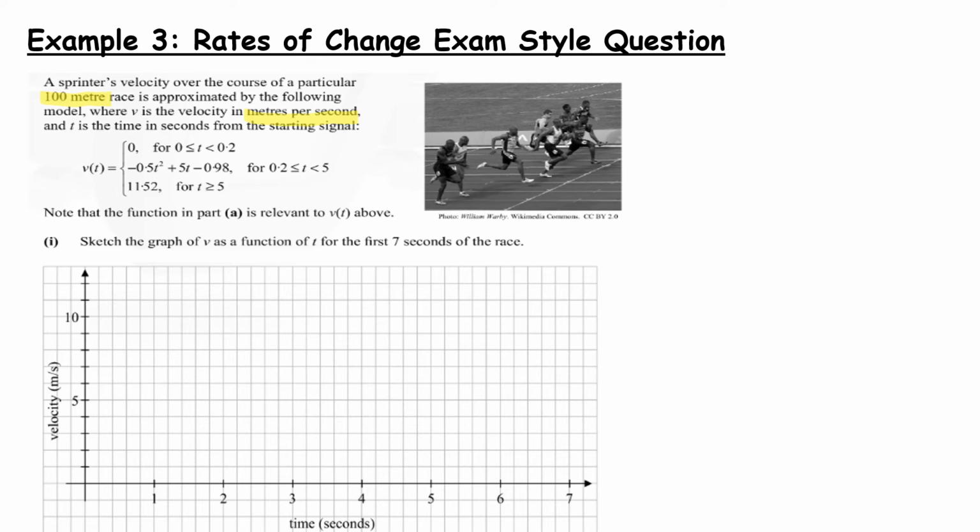So the velocity is at the start 0, from 0 to 0.2 seconds. Then it's defined by a negative quadratic for 0.2 to 5 seconds, and then it's defined as simply 11.52 for t is greater than or equal to 5. So what that means is, as the starting gun is fired, it takes 0.2 seconds for a sprinter to react. They then are going to go, and I'll sketch it out here. So this is going to be a little bit exaggerated, but it'll give us a sense of what's going on.